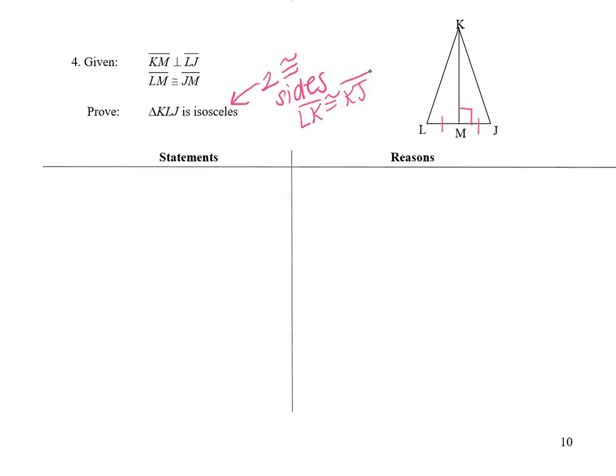Well, based on what they gave me, I know that these are right angles, correct? So because of the perpendicularity, let's call those 1 and 2. I know that those are going to be right angles, so they'll be congruent. I also see a shared side, KM. So by side, angle, side, these two triangles would be congruent. Then these must be congruent because corresponding parts of congruent triangles are congruent. And then once I have those congruent, well, hey, that's two sides congruent. The triangle must be isosceles. So that's where we're going to go.